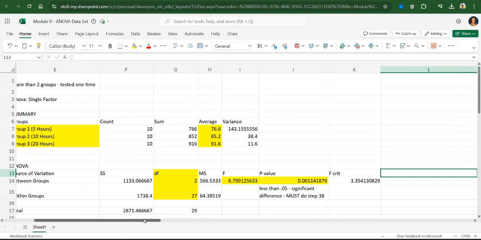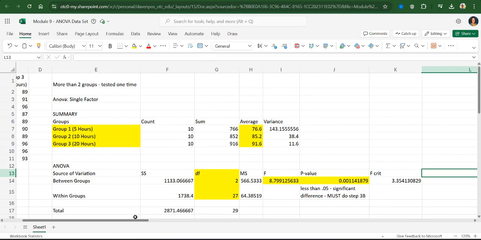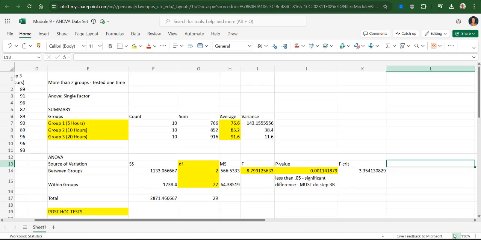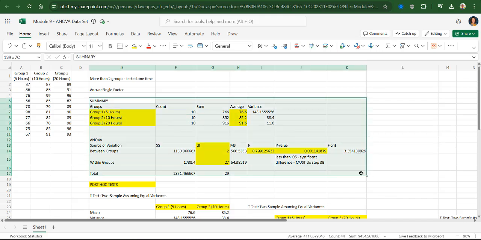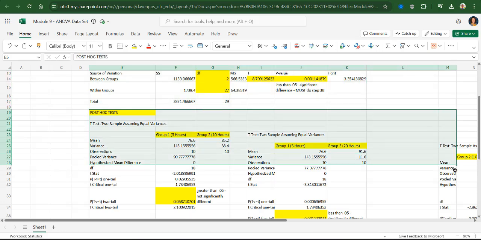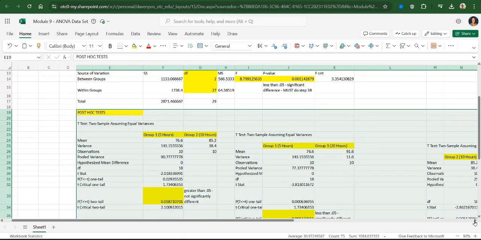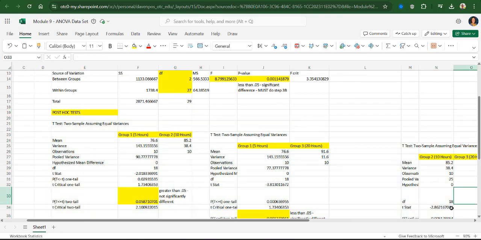All right, guys, this video is going to cover how to write up the results in APA format. This is my ANOVA result from my last video. So here I have my part A, where I determined that I did need to do post hoc tests because there's significant differences. Here below is my actual post hoc tests that I did.